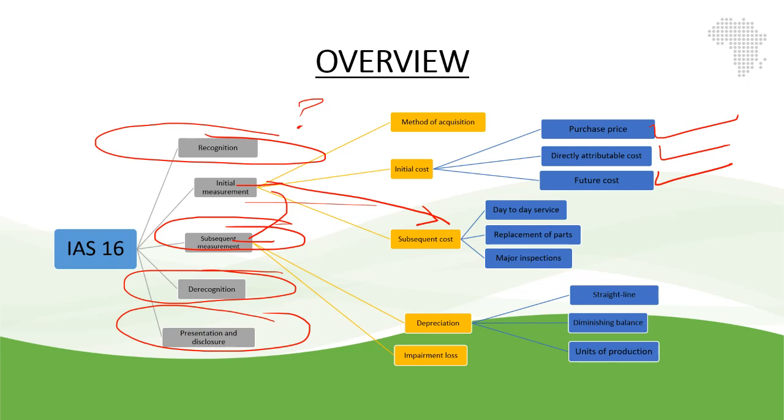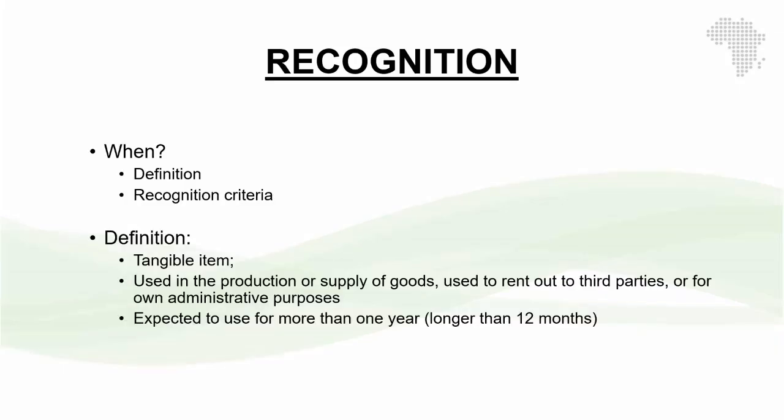And like I said, the first thing we're going to look at is our recognition. So what does recognition tell us? It tells us when we can recognize an expense as PPE. So then IAS 16 tells us we can recognize something as PPE when it meets the definition and the recognition criteria according to IAS 16.